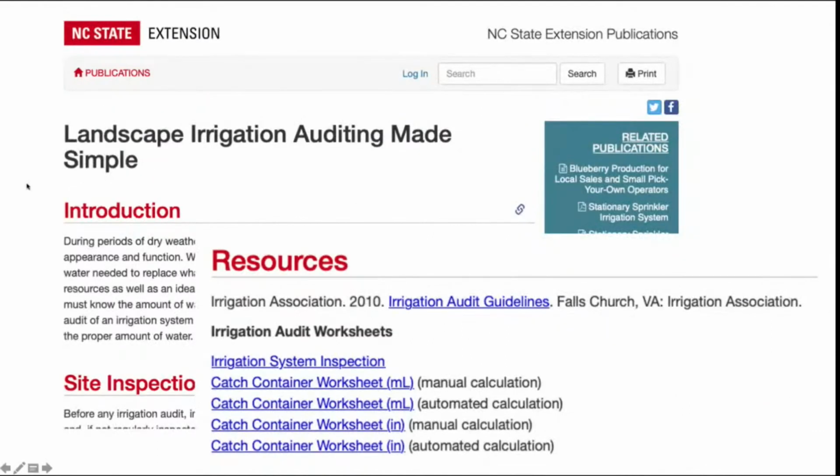Some resources for you, if you like. You just Google landscape irrigation auditing made simple. It's an extension publication from NC State done by my colleagues. I think I contributed a little bit, but not primarily. Dr. Miller, and then Dr. Drew Penix, who recently graduated, a graduate student of Dr. Miller. And on that, it has more links to get to that. So if you just Google this, landscape irrigation auditing made simple, you should come up with that publication. You can download and take a look at it. It gets into more details about the audit itself.